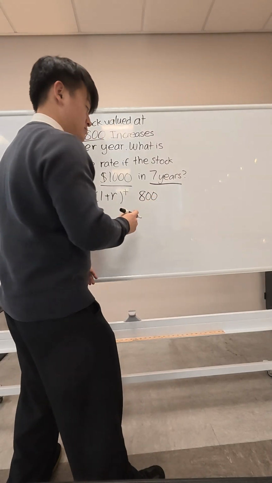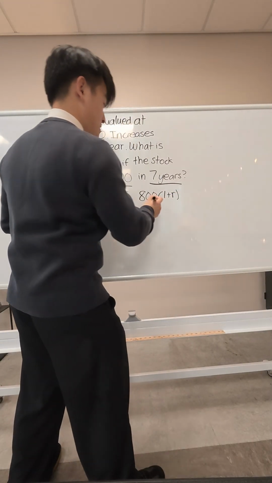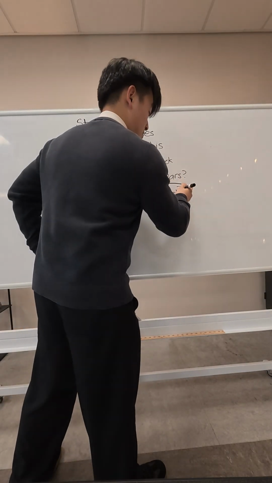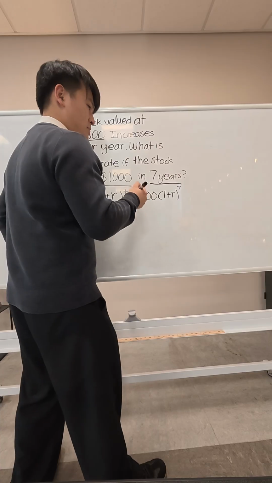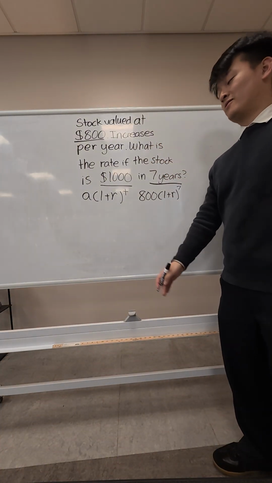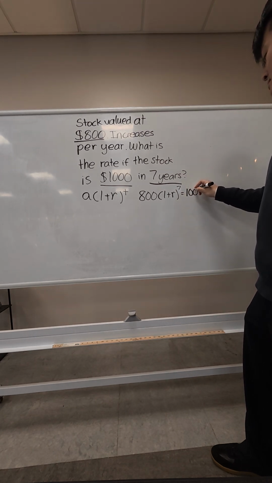Do I know my rate? No, because that's clearly what I'm figuring out. So I'm going to say 1 plus r. Do I know time? Well, the only time I see is 7 years, so I'm going to put 7 here in my equation. But then what am I going to do with that equation? Well, it has to equal something at the very end. In this case, it should equal 1,000.